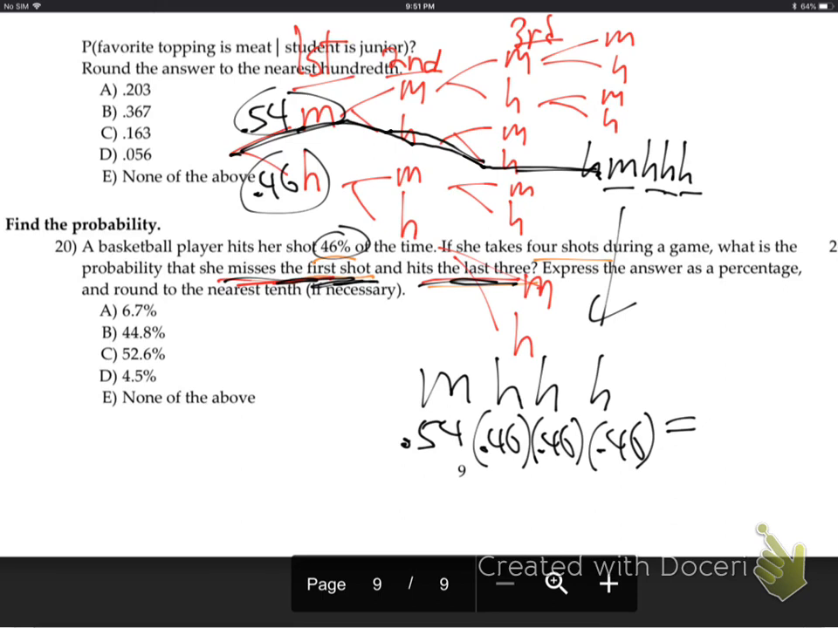I'm getting 0.052526. How far do they want me to go? And then move it two places to change it to a percentage. 5.256%. Did I go two places? 5.256. It's not there. It's none of the above. It's E on number 20. So there we go. That's the practice exam.